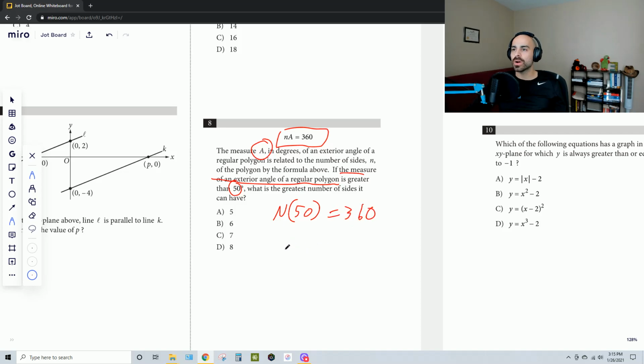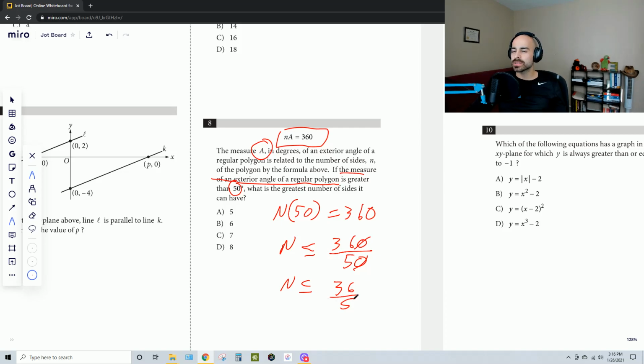Well, if you want to know the number of sides, we can just isolate that by getting n by itself by saying n equals 360 over 50. Now what they want to know is the greatest number of sides it can have. So really we want to think about this as n is less than or equal to whatever this simplifies to. And we can then write this as n is less than or equal to 36 over 5, because we can take out these zeros.